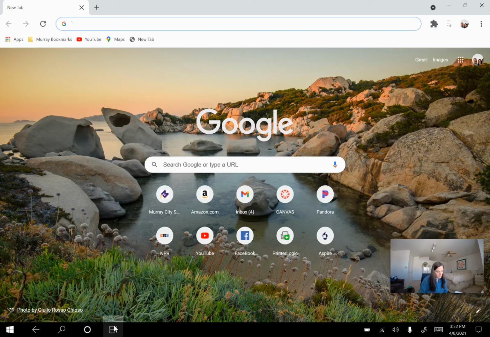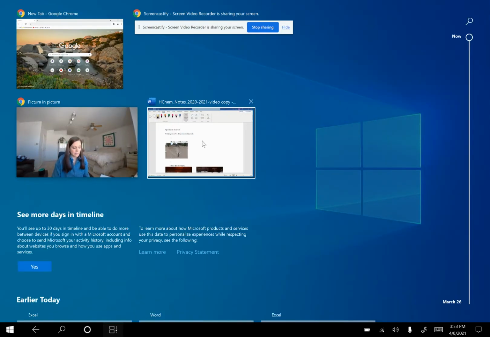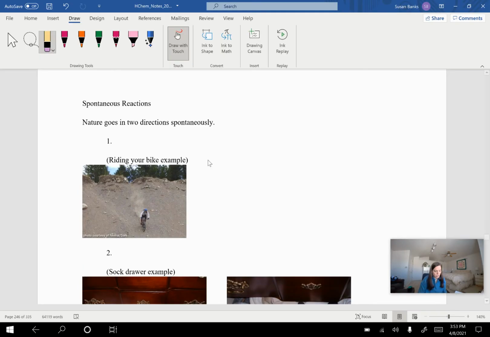All right, guys. Today in honors chemistry, we are going to talk about spontaneity. So let's get into our notes really quick. You should be right here where it says spontaneous reactions. It's right where we left off, where we finished with Hess's law, the summation law. So spontaneous reactions, we're going to talk about what makes a reaction spontaneous today.